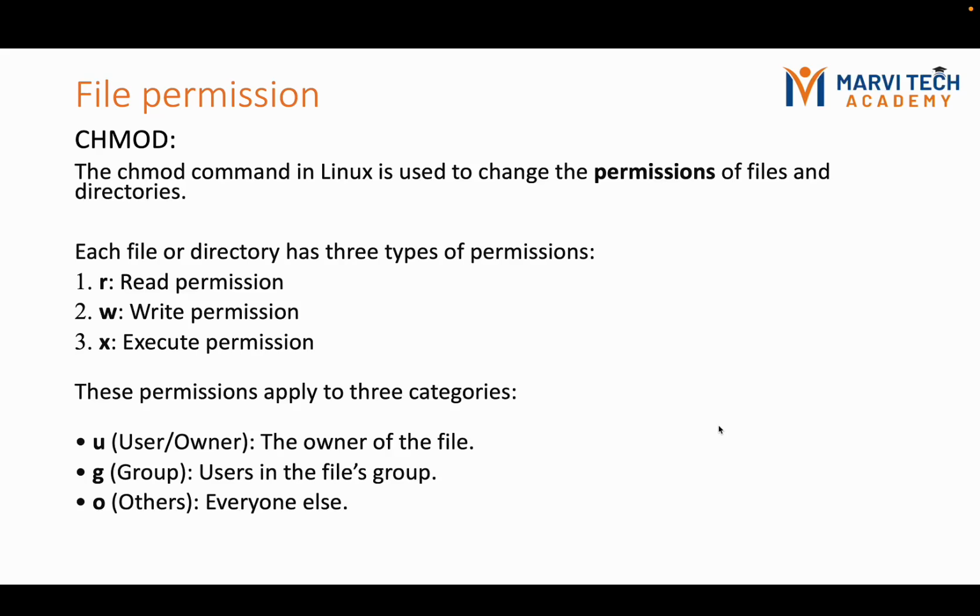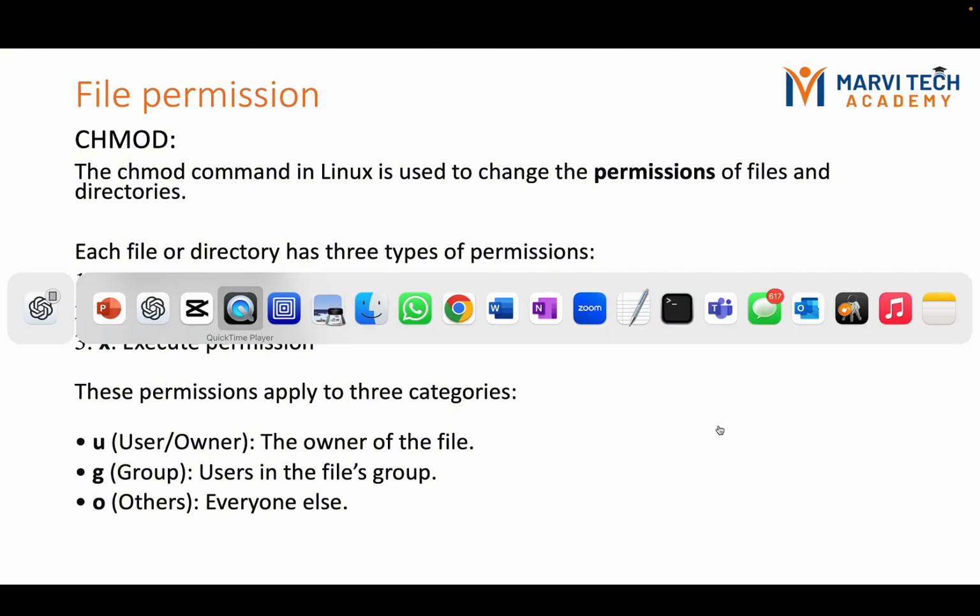Providing file permissions using the chmod command. The chmod command in Linux is used to change the permissions of files and directories. Each file or directory has three types of permissions: read permission, write permission, and execute permission. As I have shown you before, I can explain more further. These three permissions are applied to three categories: user, group, and others.